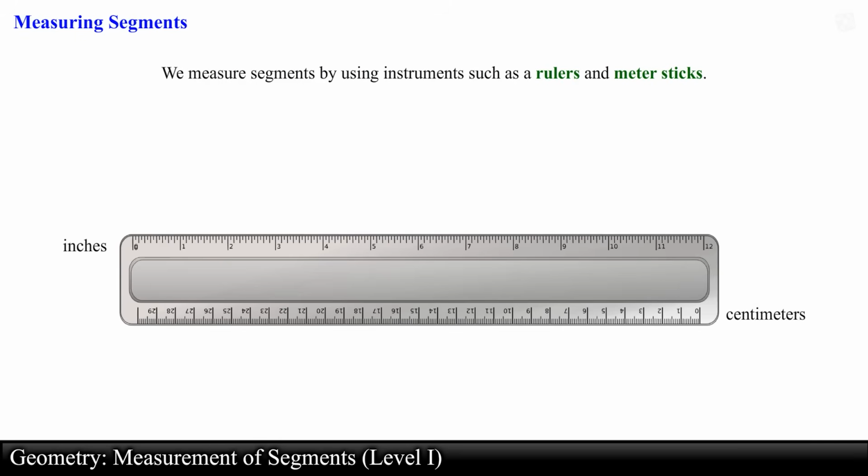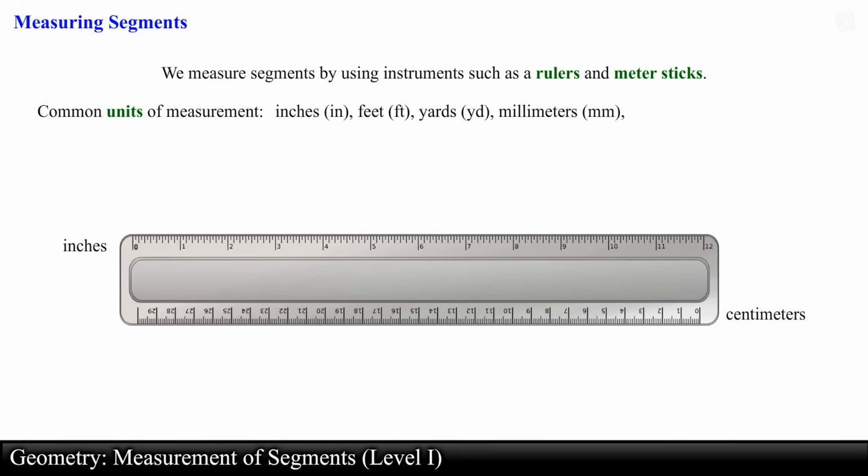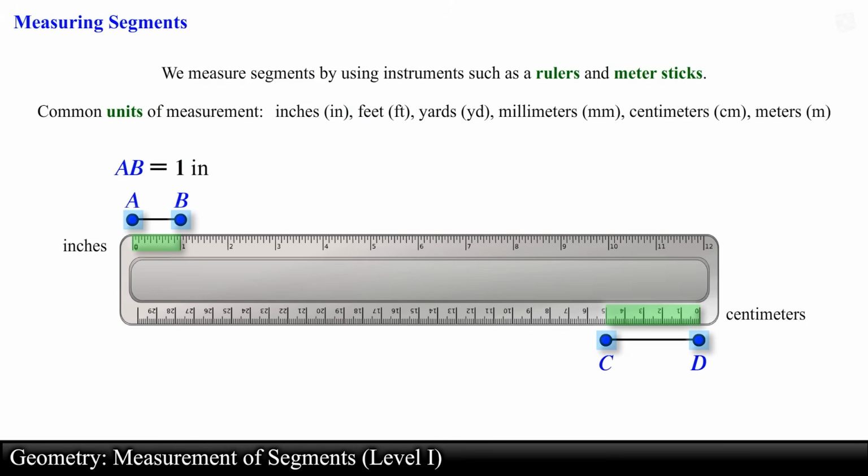We may use any convenient length as a unit of measure. Common units include inches, feet, yards, millimeters, centimeters, and meters. For example, segment AB measures 1 inch, and segment CD measures 5 centimeters. In geometry, the way we denote the measurement of a segment is by writing the endpoints of the segment. For example, the measurement of segment AB is 1 inch, and the measurement of segment CD is 5 centimeters.